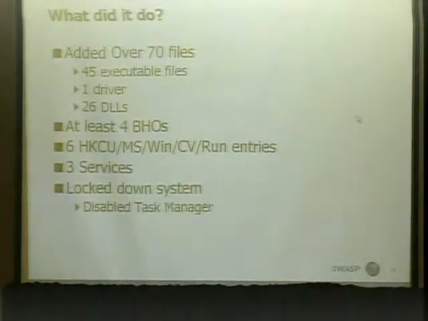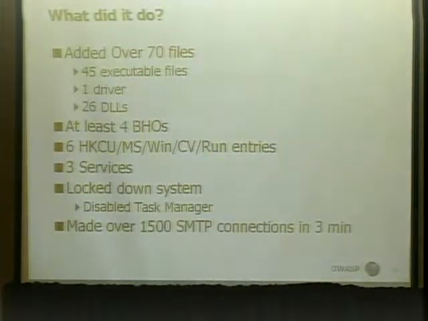I only have a couple minutes, so I'm going to go through this quickly. What did it do? It added over 70 files, 45 executable files, 1 driver, which is probably a rootkit, and 26 DLLs, at least 4 browser helper objects that I saw, 6 auto start entries within the registry in a number of different places. It added 3 services. It locked down the system. It disabled task manager, and did a number of other things. And then in less than 3 minutes, it made over 1,500 SMTP connections to various places.